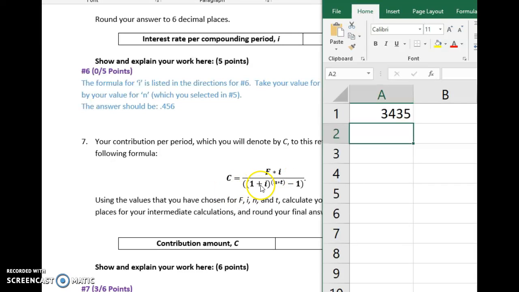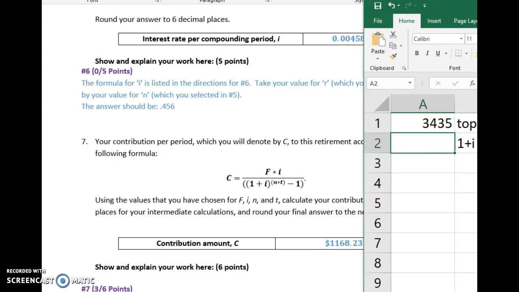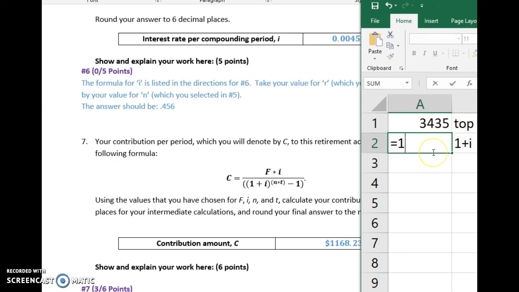Now this bottom part has a 1 plus I. So let me just write that down. I've done my top. 1 plus I. Well, my I is 0.00458. So I'm going to do 1 plus that, which equals 1 plus 0.00458.